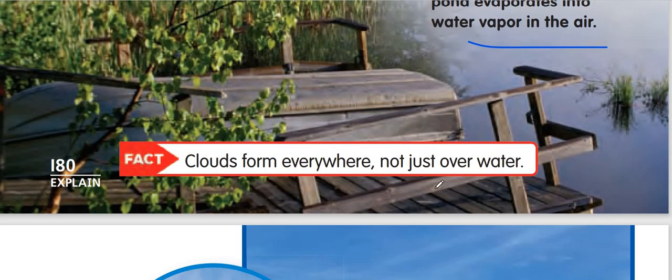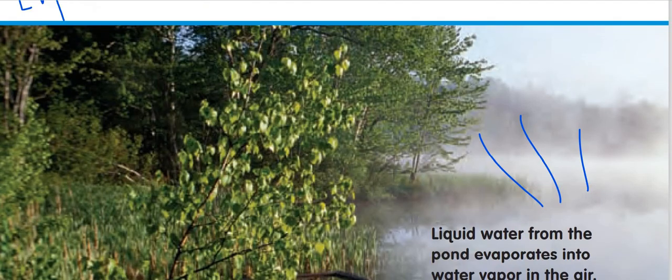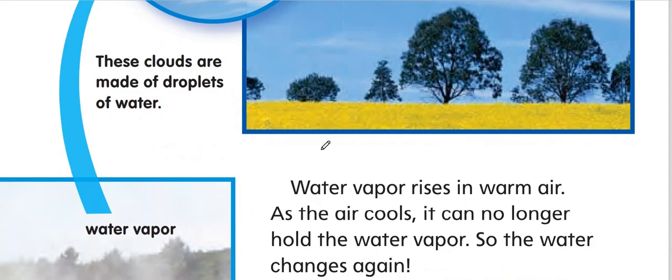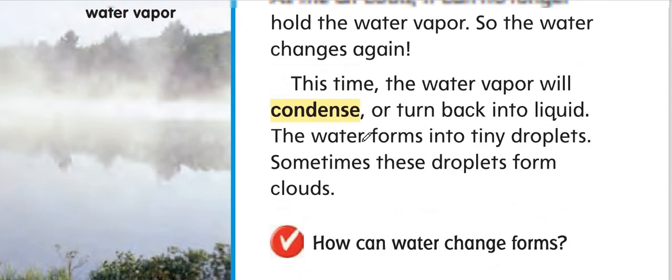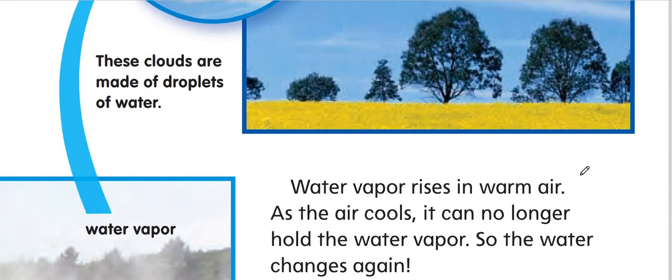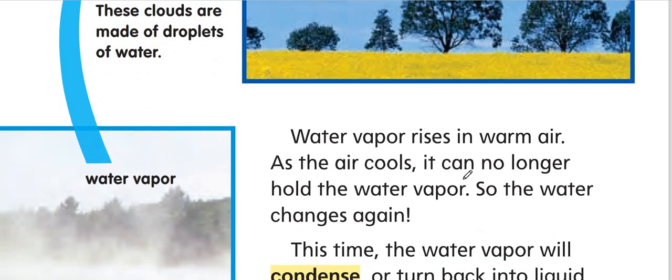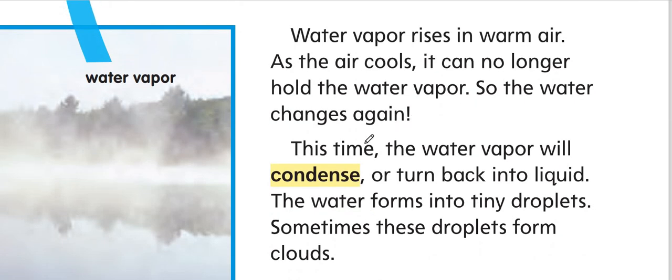Clouds form everywhere, not just over the water. So we can find clouds everywhere, not only over the evaporated water. So let's see what will happen here. Water evaporates and rises in the warm air. As the air cools, it can no longer hold the water vapor, so the water changes again.